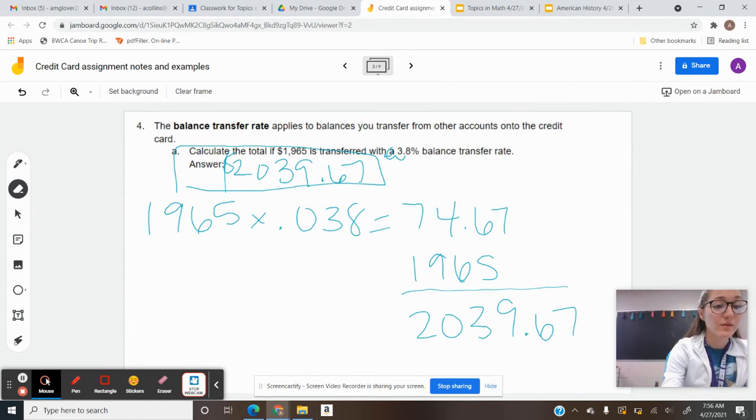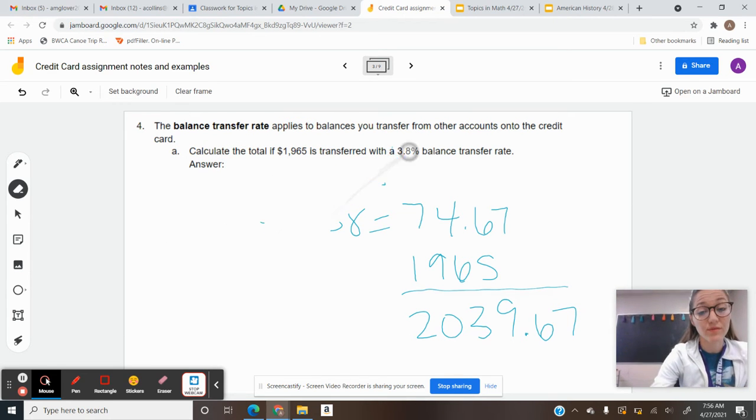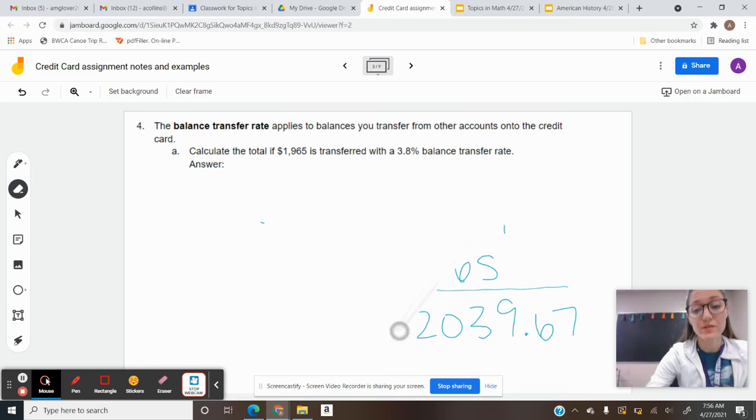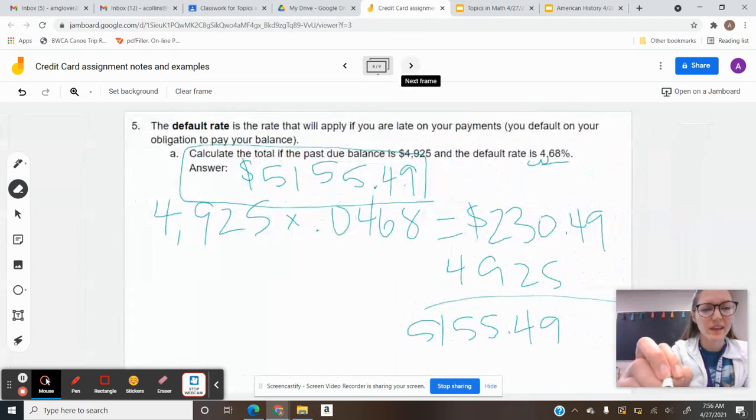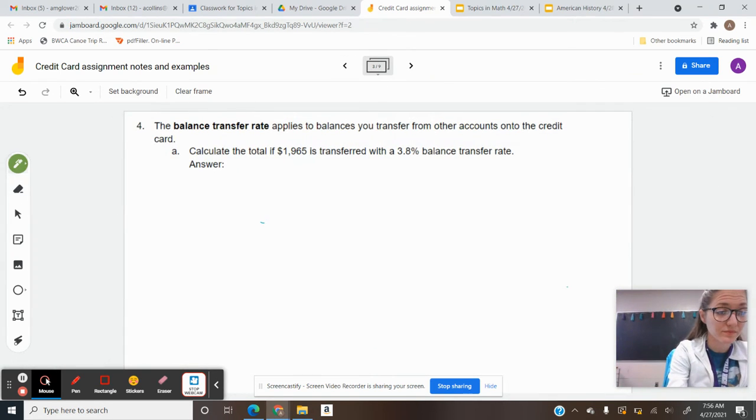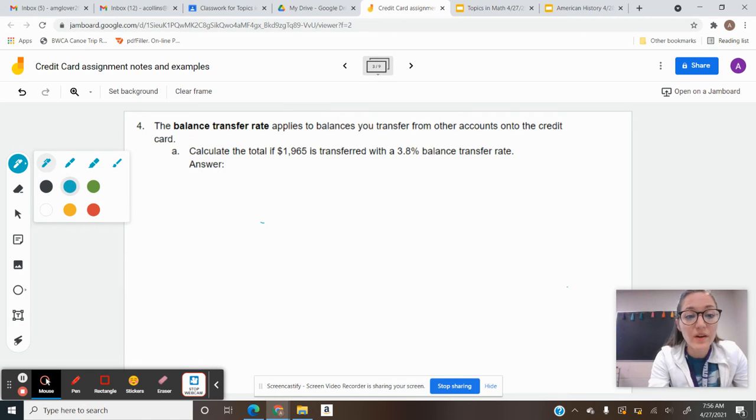All right, so that was 3A. You're going to be doing the same steps for 4A and 5A, but we're going to go through those together so you guys get those free answers and so you kind of get familiar with what the balance transfer rate is and the default rate is. So you can choose the best credit card in the future. All right, the balance transfer rate applies to balances that you transfer from one credit card to another credit card.